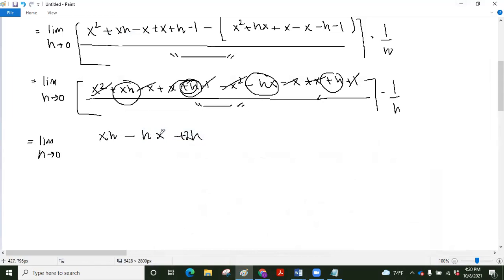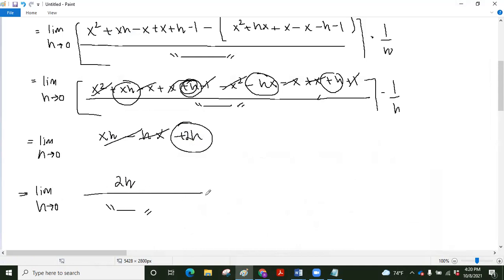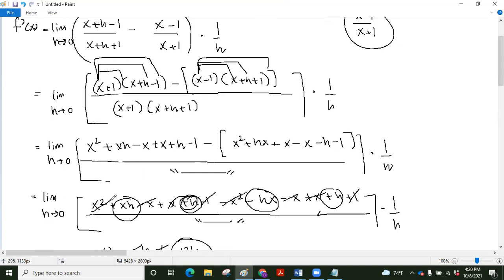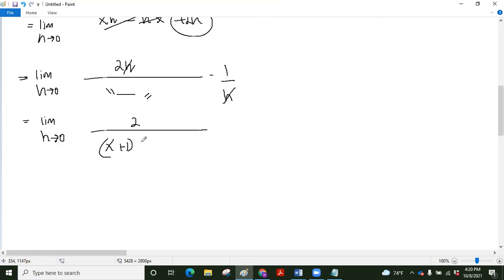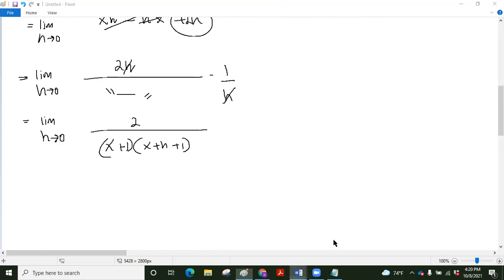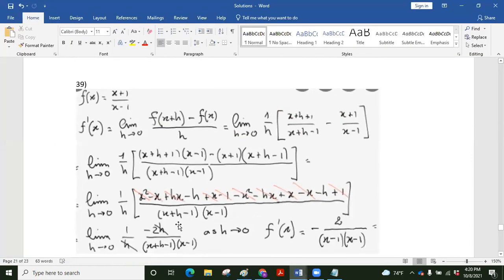hx and minus xh are the same thing, right? So just 2h, so equals the limit as h approaches 0 of 2h over everything we had before multiplied by 1 over h. These cancel out, so we're left with the limit as h approaches 0 of 2 over x plus 1, x plus h plus 1. Right, which sort of matches here, except it's a -2 on their part.